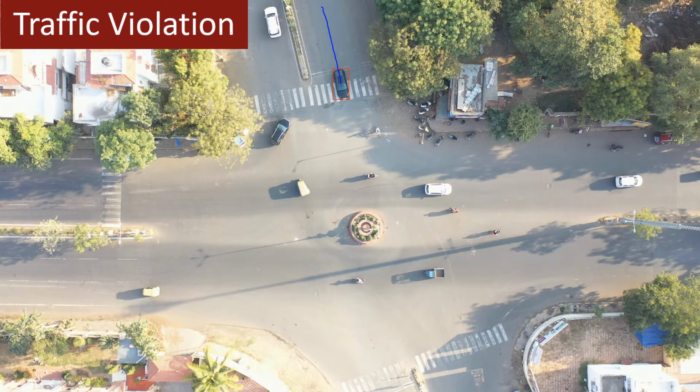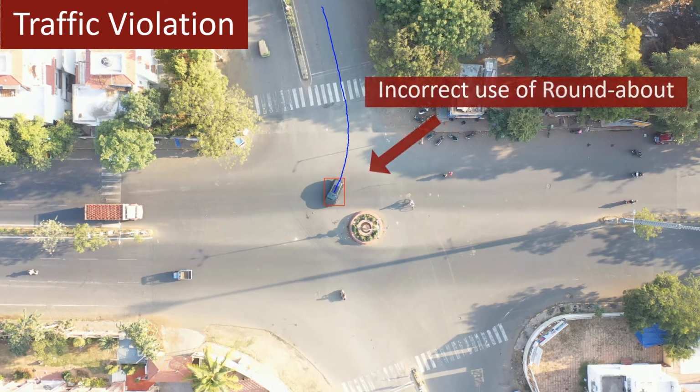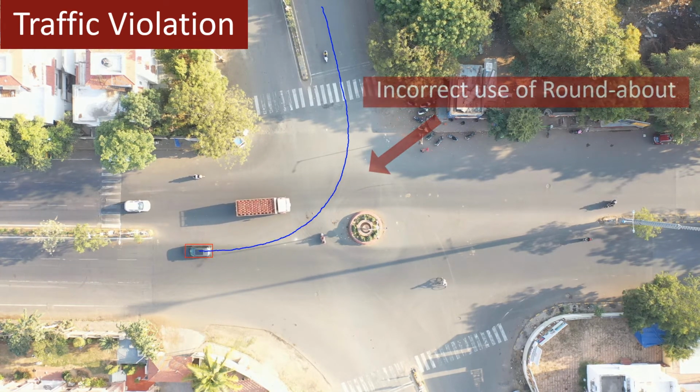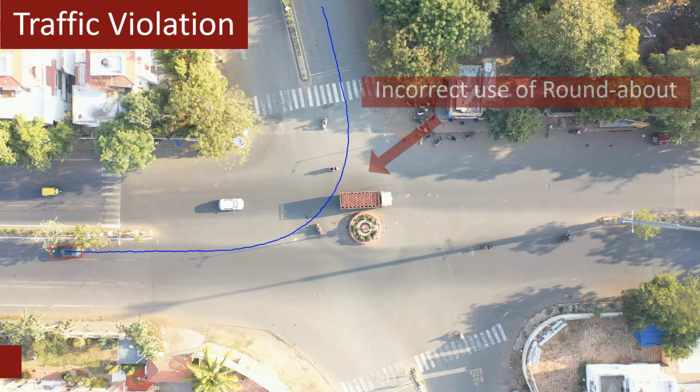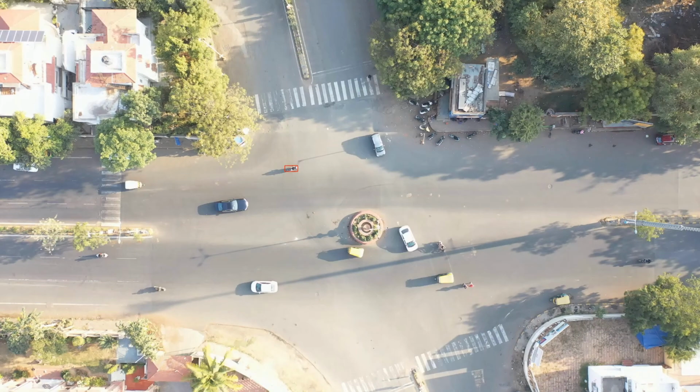The car in the red bounding box avoids the use of the roundabout, and makes an incorrect short right turn, and hence, is driving against the clockwise flow of traffic around the roundabout. These are punishable offense under motor vehicle driving regulations.